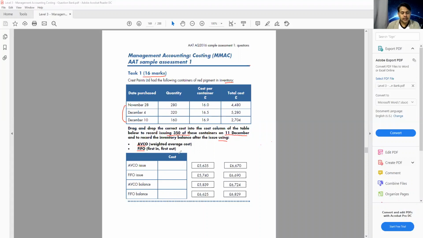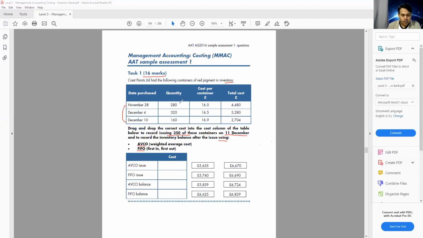Okay, let's have a look at that. So we have AVCO and FIFO. The first requirement here is AVCO issue. So issue value of AVCO, then issue value of FIFO, then AVCO balance and FIFO balance. That means how much is the cost if I use AVCO for issuing 350 units? How much will be the cost if I use FIFO for 350 units? How much will be the balance?